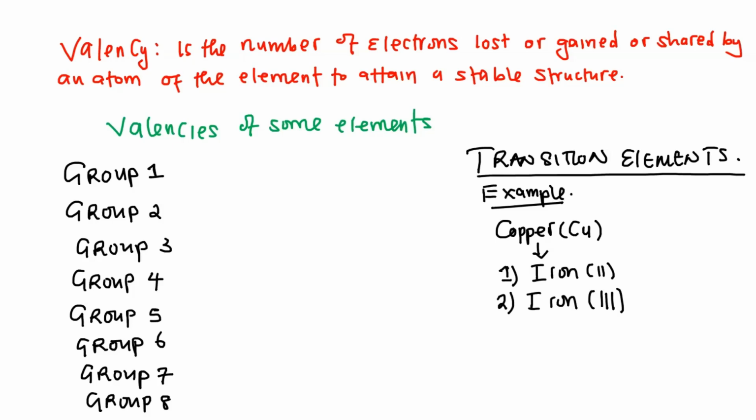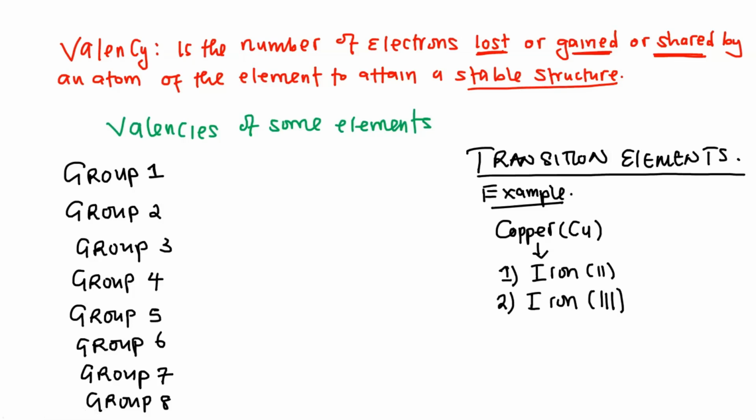So now, to start with, let us define what a valence is. By definition, we define a valence as the number of electrons, take note, lost, gained, or shared by an atom of an element to attain stability or a stable structure. So that is how you define a valence. Which means the number of electrons lost, or the number of electrons gained, and of course shared. Now, this definition encompasses metals and non-metals.